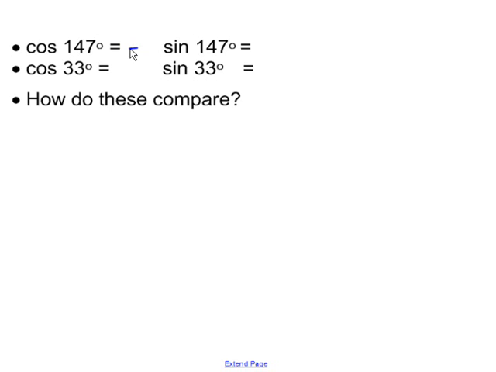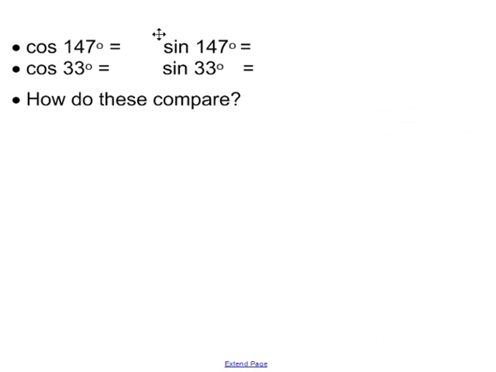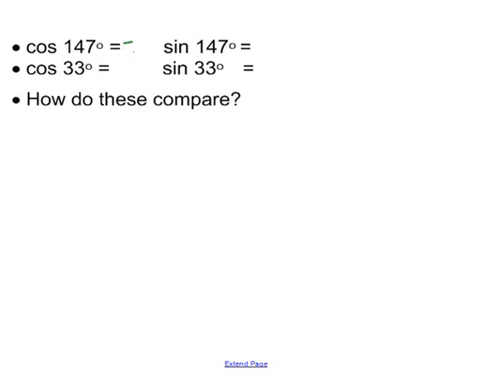Negative 0.839. I've got to look back. Oh, 0.83, 0.839. And so cosine of 33 was positive 0.839.